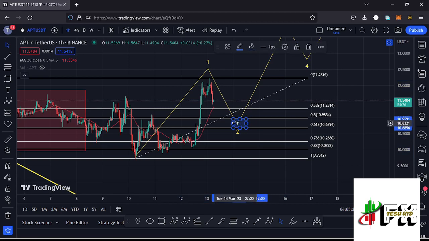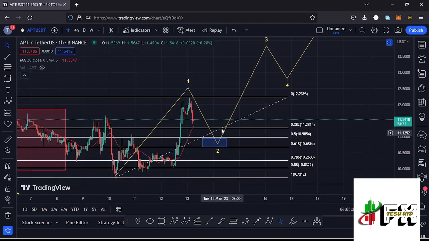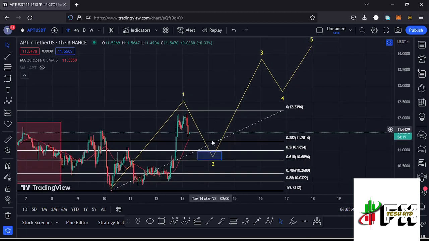And once we fully maximize our target area down here, then I think that would be another perfect entry to get back into Aptos, so that we can ride that massive bounce to the upside in the formation of this wave 3.